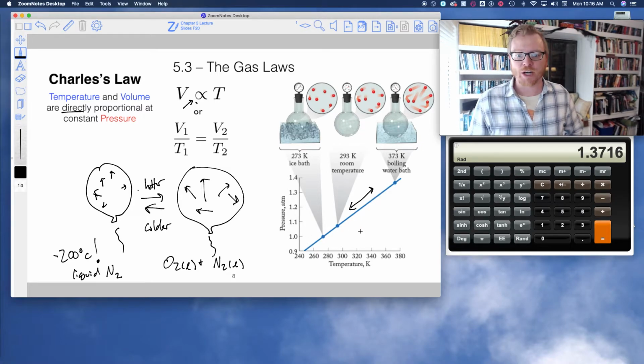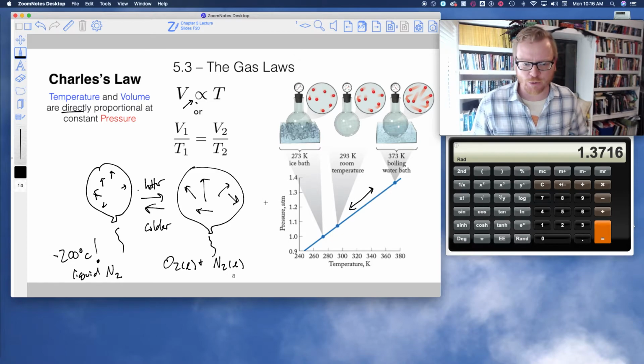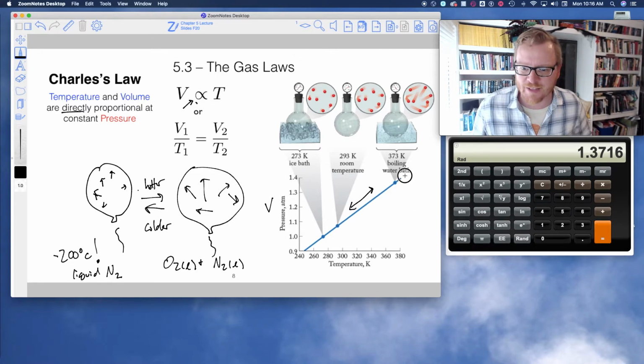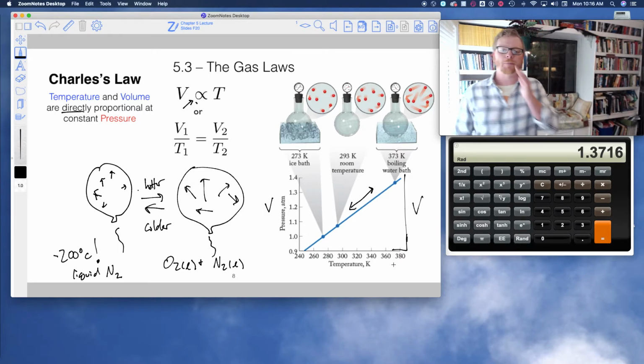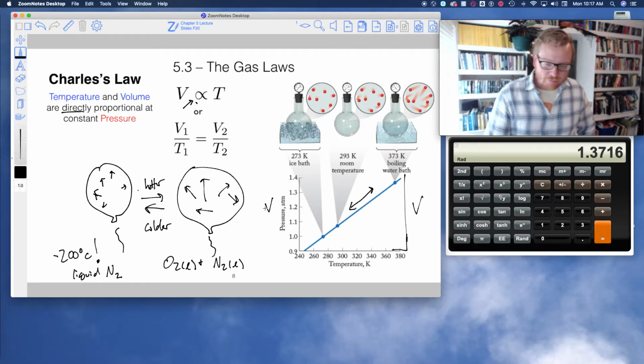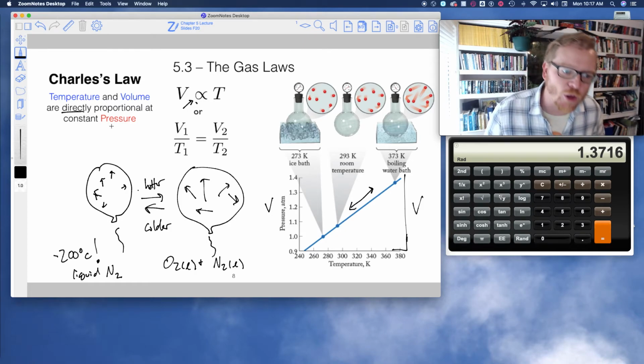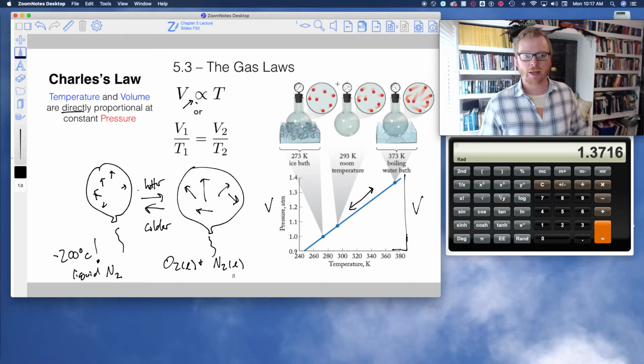So again, pressure and temperature. Or excuse me, this is why I'm confusing myself, because this graph has pressure and temperature. So if I put volume also on this axis, I just realized why I was confusing myself. Temperature and volume, directly proportional.